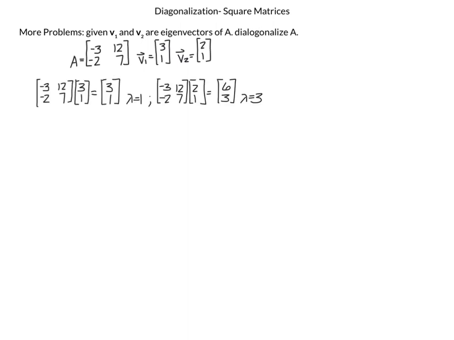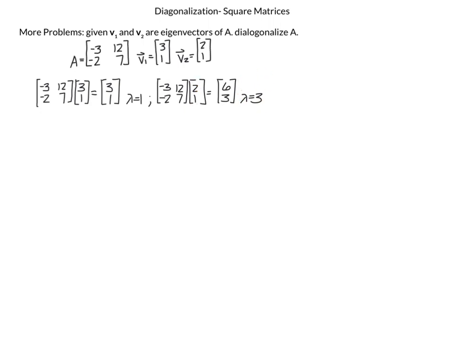The first thing I want to do is to find the eigenvalues associated with v1 and v2. The easiest way to do this is just multiply A times v1, and note that's equal to (3, 1), so the eigenvalue is equal to 1. If I multiply A times v2, I get (6, 3), so that's just 3 times my original vector, so my eigenvalue is equal to 3.